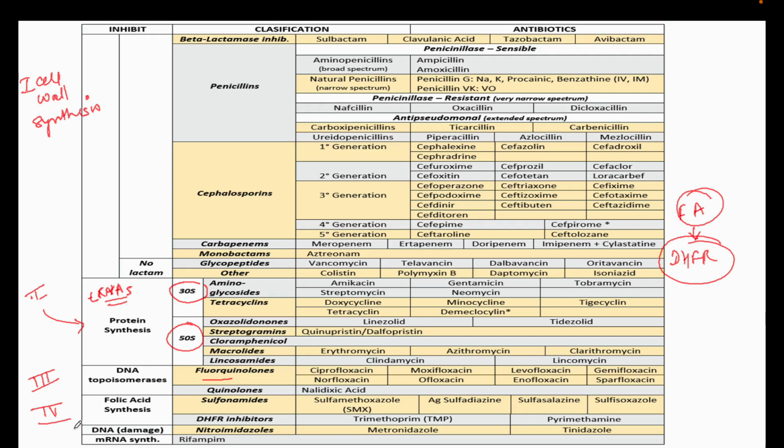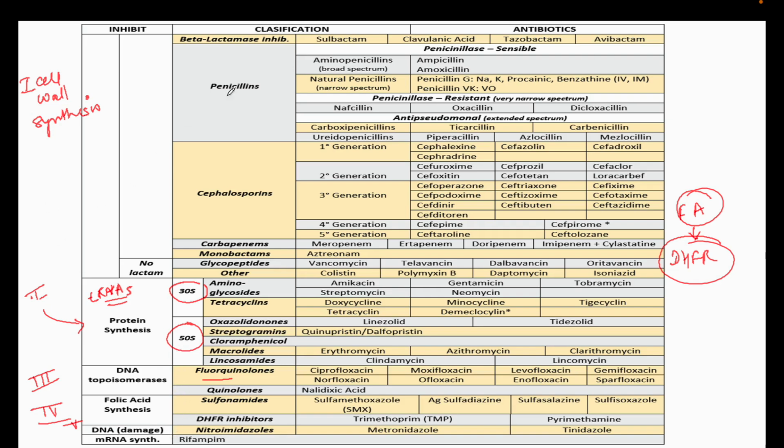And then we have DNA damage. The fifth class is DNA damage, mainly the imidazoles, which target bacterial DNA. And then we have mRNA synthesis inhibitors. These classes of inhibitors restrict mRNA synthesis mainly in bacteria.